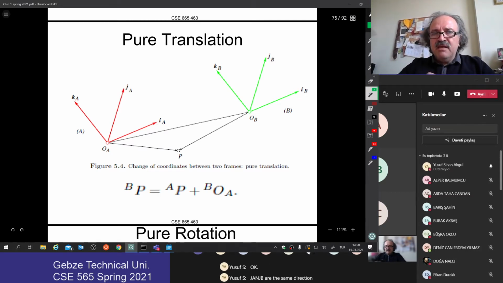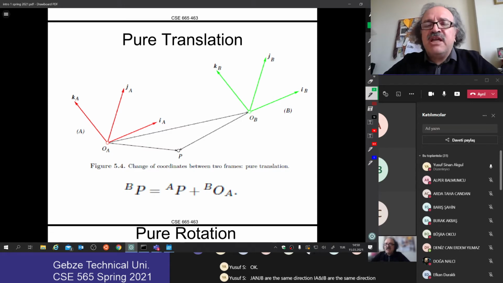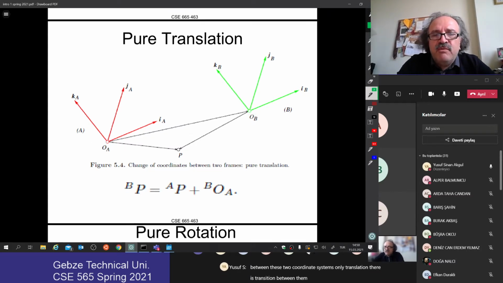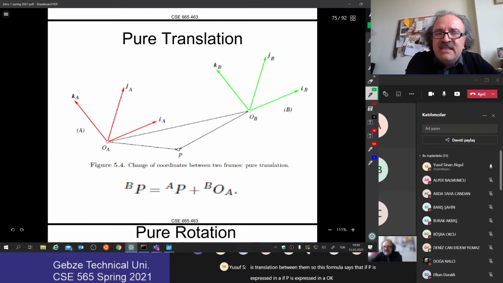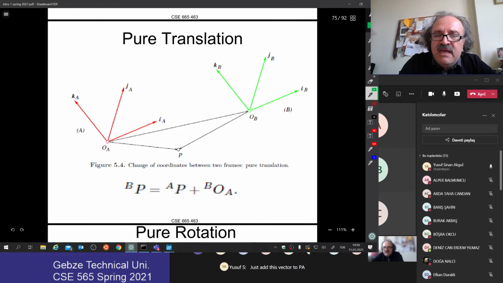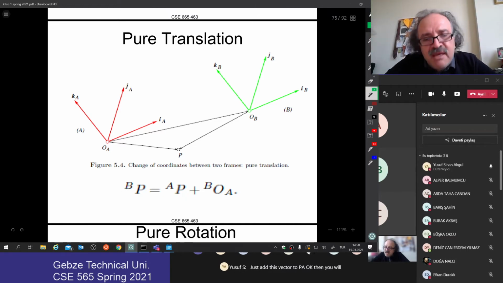IA and IB are the same direction. So their directions are exactly the same. There is no rotation between these two coordinate systems. Only translation, there is translation between them. So this formula says that if P is expressed in A, just add this vector. This vector is the difference between these two coordinate systems. Just add this vector to PA, okay, then you will express your point in B.